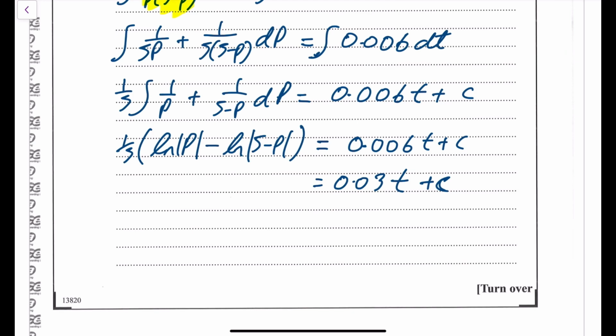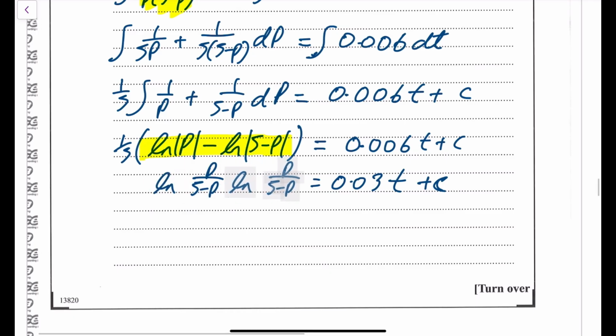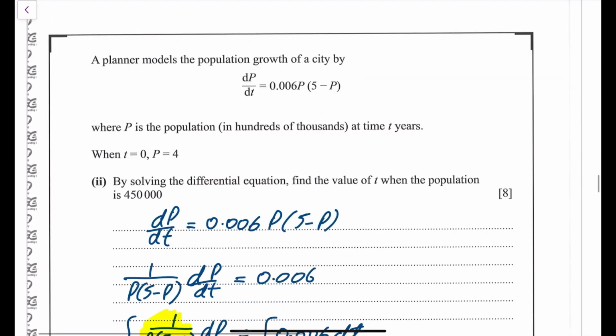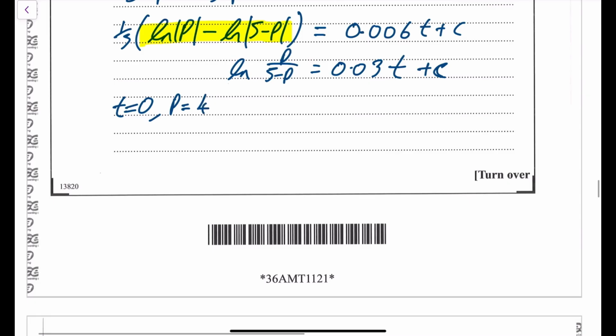And then the left hand side, inside this bracket, using your third rule of logs, you could write that as ln of P over 5 minus P. So that's what you've got. Let's bring that across a wee bit, tidy it up somewhat. So far, so good. Okay, next thing we want to do is put in our values. It tells you in this question, when t is equal to 0, capital P is equal to 4. So let's just put that in.